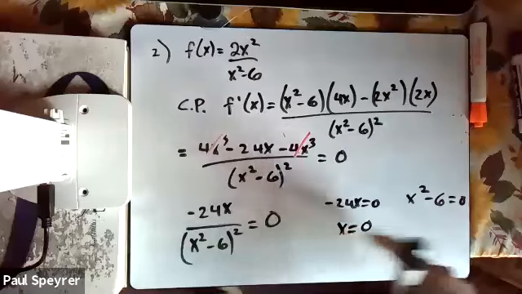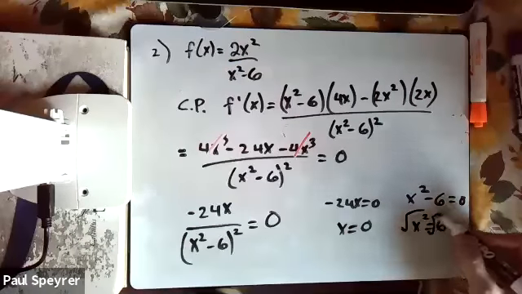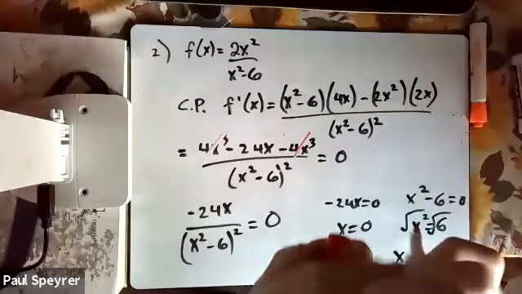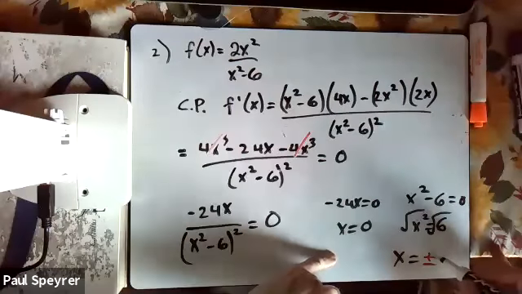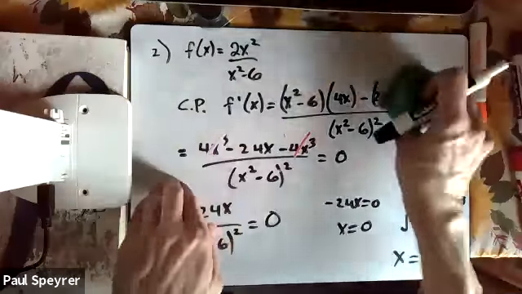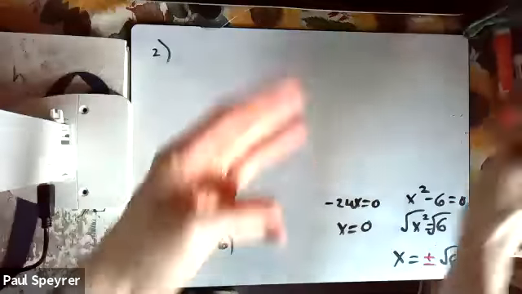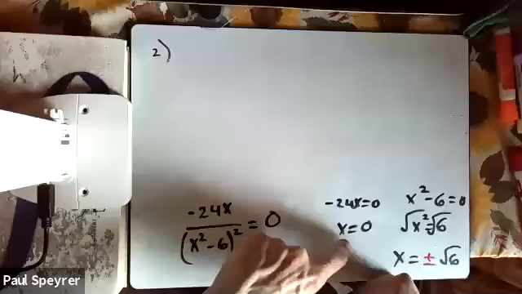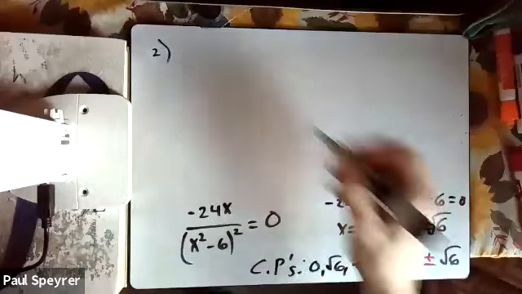This is just x equals 0, right? For this one, how do you solve it? You move the 6 over. Then you take the square root of both sides. So now we have x equals, well, square root of 6 is nothing nice, but we're still going to have plus or minus root 6. So in this case, we have 3 critical values or critical points. It's 0, and then positive root 6 and negative root 6, right?